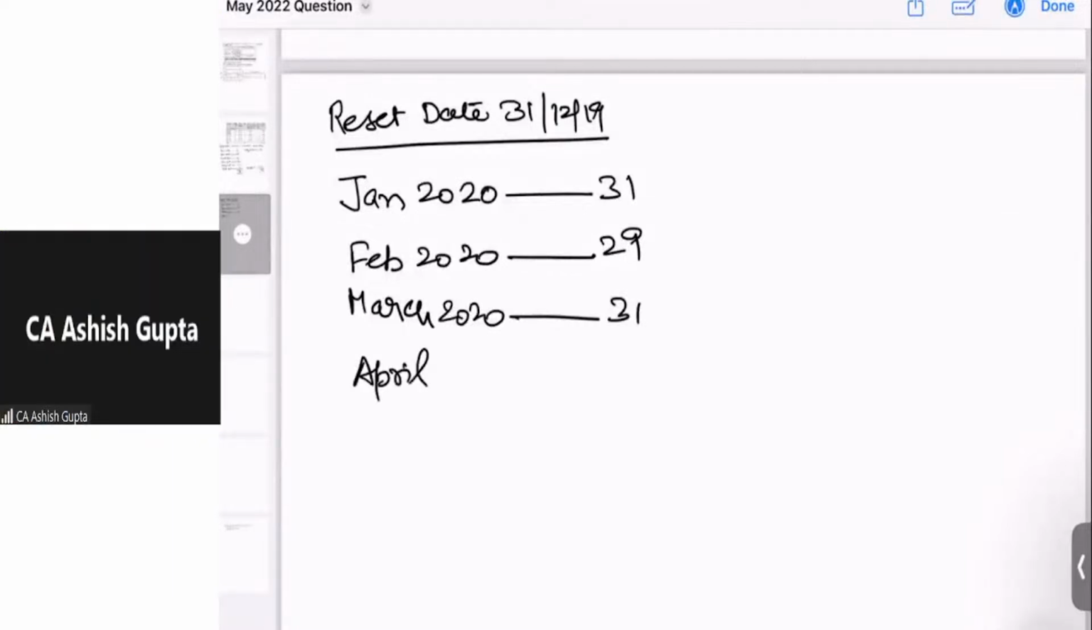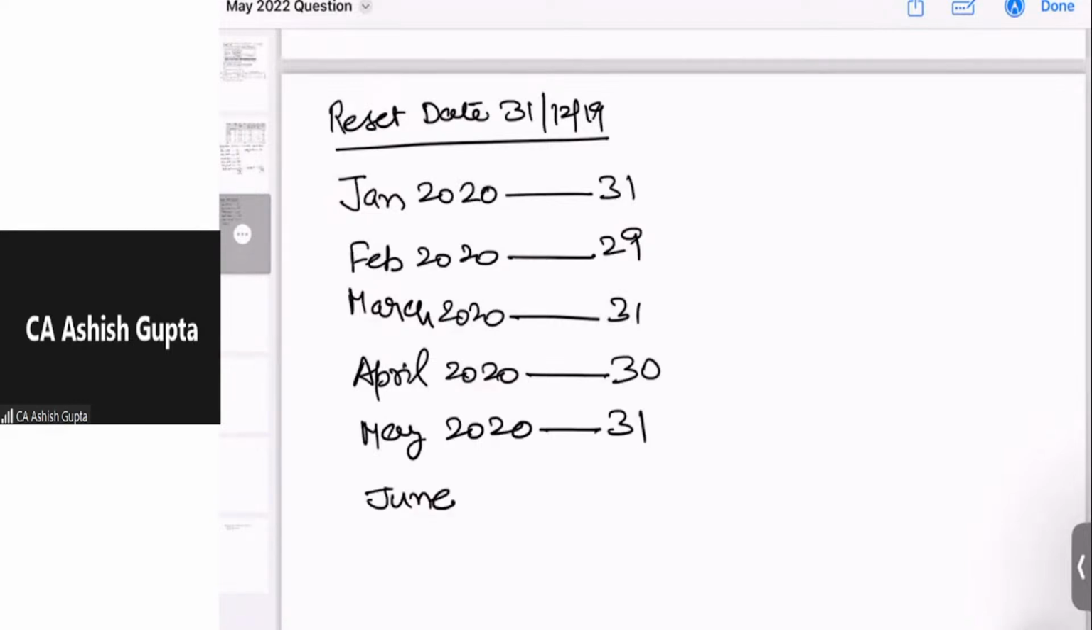Here in April, this figure comes to 30 days, and in May the days become 31, and June 2020. Accordingly, the number of days will be 182. Similarly, we can do it for the reset period.